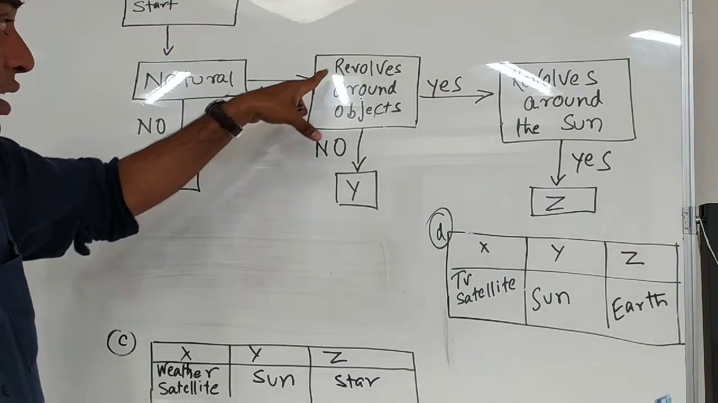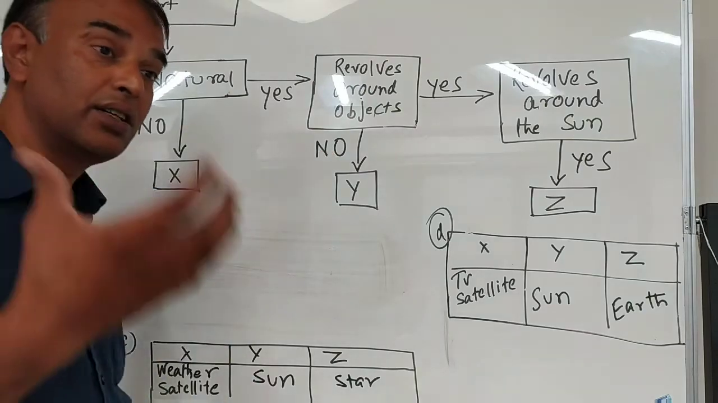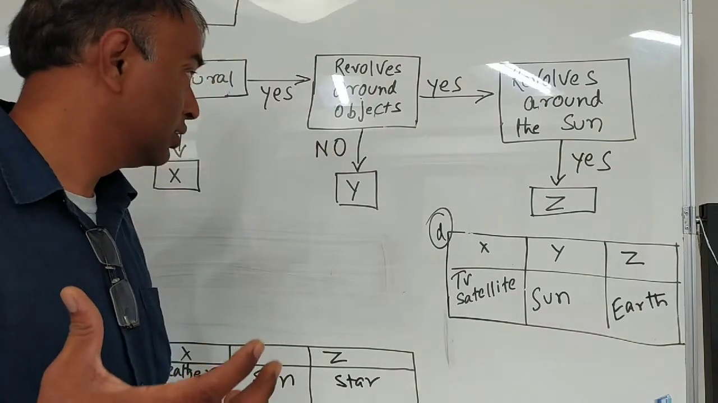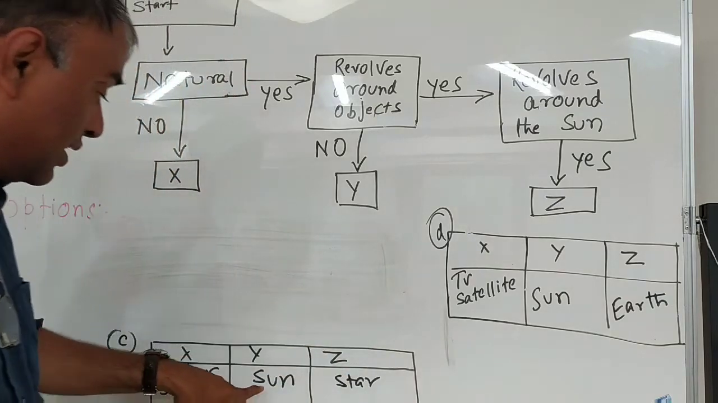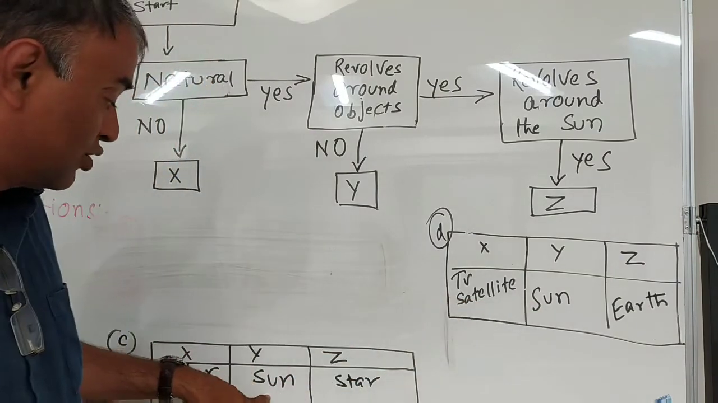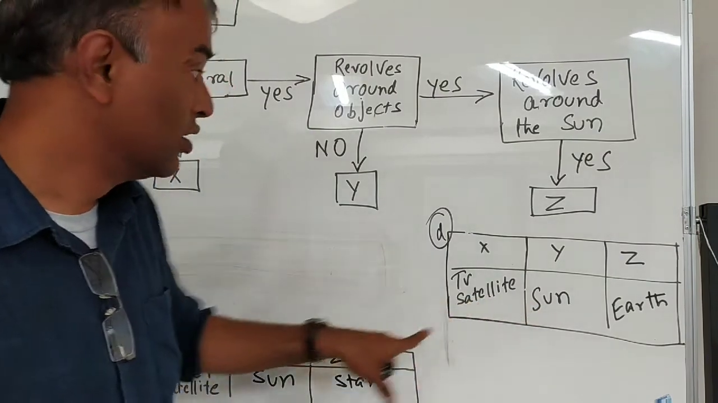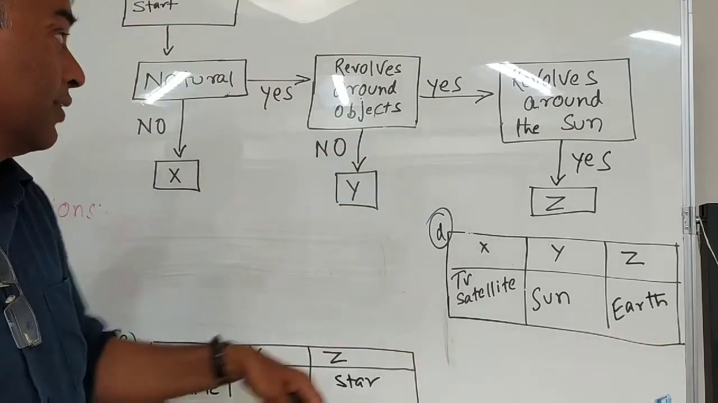Start. Natural? Yes. Revolves around object? No. Which object doesn't revolve around a celestial object? So the options are Y can be sun or Y can be sun. Yes, in both the situations we see that Y is sun. So again either C or D. We don't know. Let's move further.